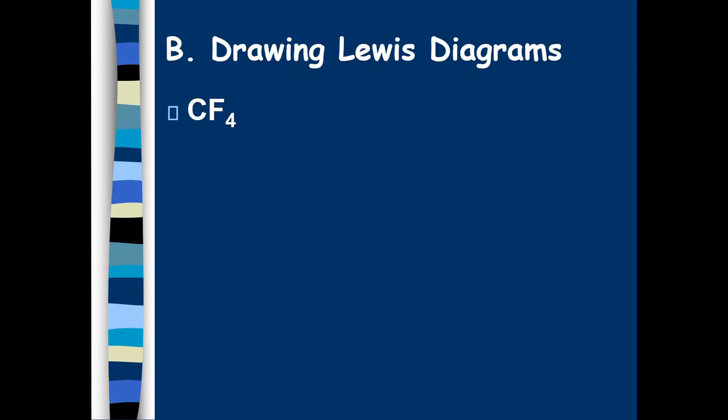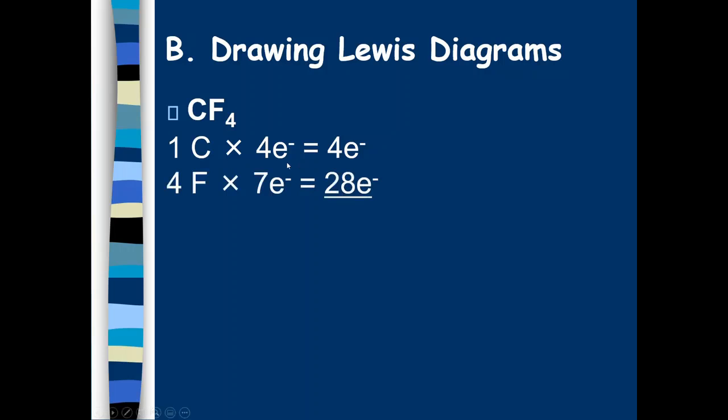Let's follow those 5 steps to draw the Lewis diagram for carbon tetrafluoride. Step 1 is to find the total number of valence electrons. Because I have 1 carbon, and carbon has 4 valence electrons, there are 4 electrons associated with carbon, and we have 4 fluorine atoms. Each of those has 7 valence electrons, for a total of 28 valence electrons. Adding 4 plus 28 gives us a grand total for the molecule of 32 valence electrons.